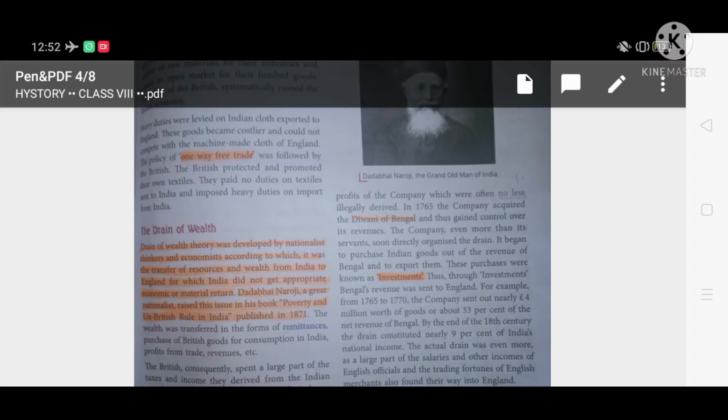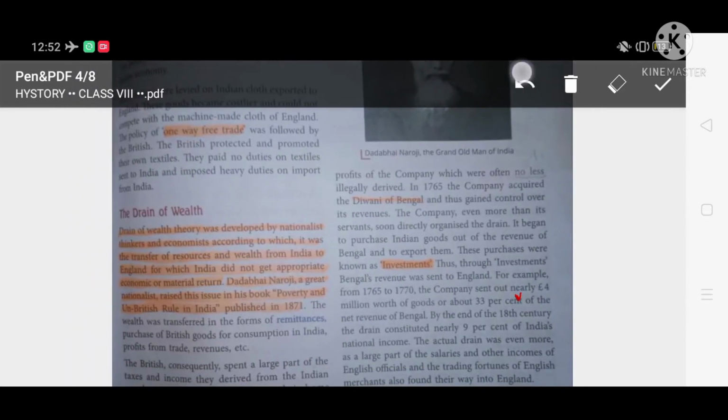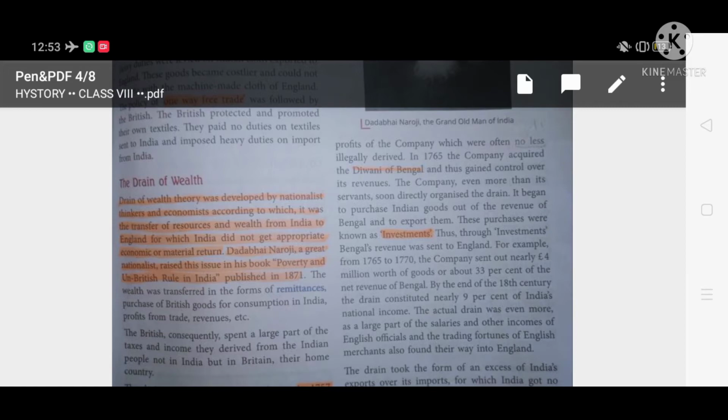Profits of the company were often illegally derived. Not only that, they also took money through corrupt means. In 1765, the company acquired the Diwani of Bengal and thus gained control over the revenues. The company, even more than its servants, soon directly organized the trade. First, as I told you, the servants organized the drain; soon the company organized it.